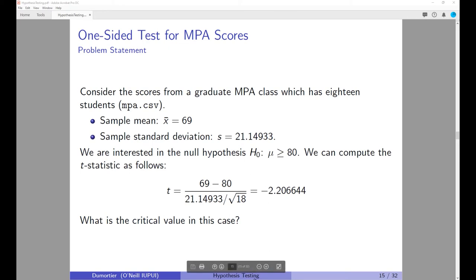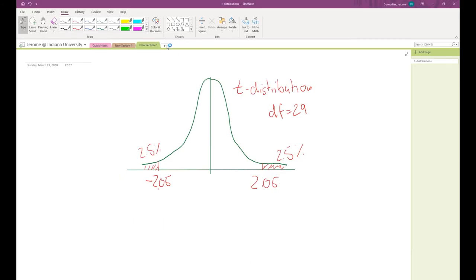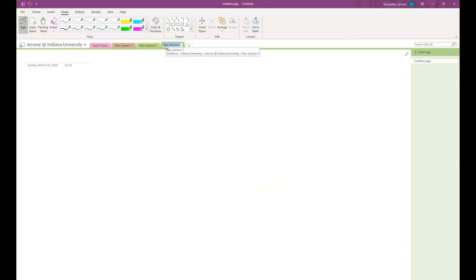Now, when we are doing the one-sided hypothesis, then we are interested in 5% on one side. So, in this case, we have the following. We have our distribution.